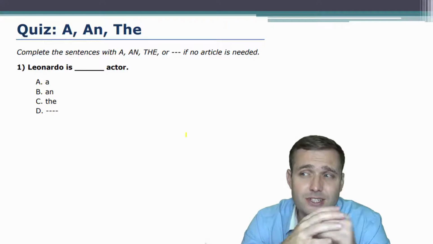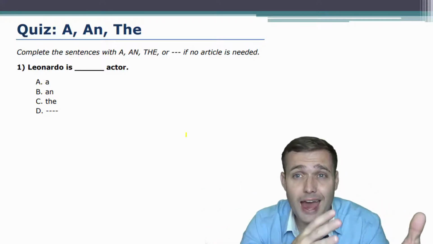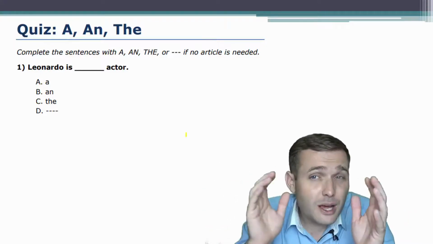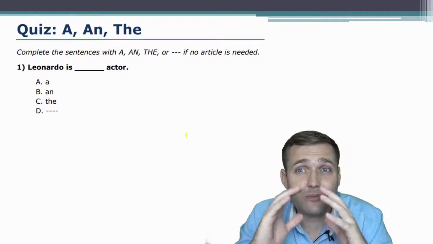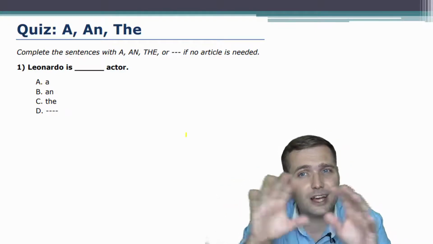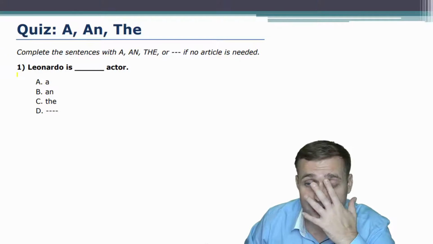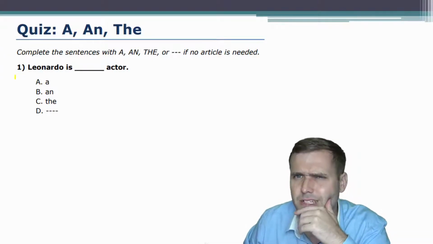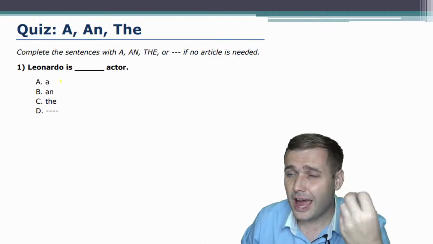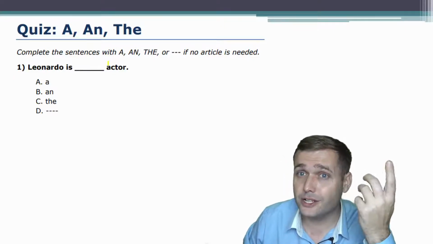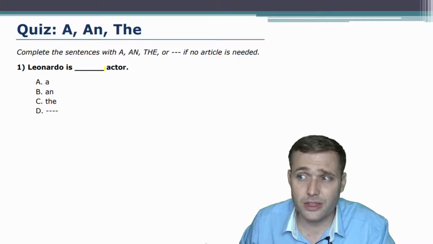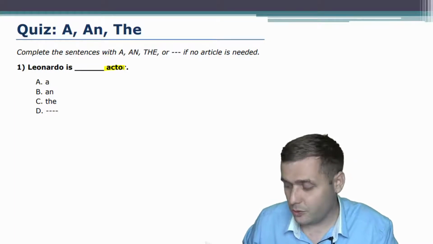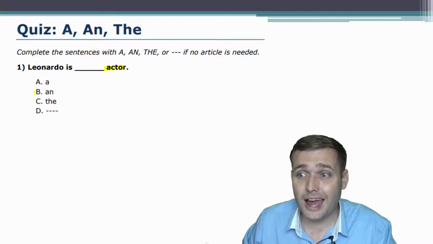Okay, so let's test together. Complete the sentences with a, an, or the. Or sometimes if the article doesn't need to be used, just leave it blank. So let's do it together. Leonardo is blank actor. Actor. So this is an occupation, a job, beginning with a vowel. So we say an actor.